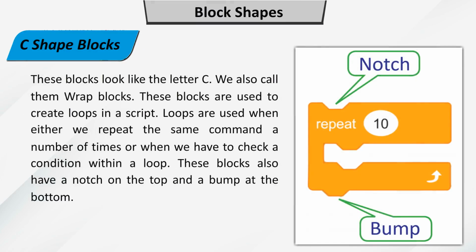C-shape blocks. These blocks look like the letter C. We also call them wrap blocks. These blocks are used to create loops in a script. Loops are used when either we repeat the same command a number of times or when we have to check a condition within a loop. These blocks also have a notch on the top and a bump at the bottom.